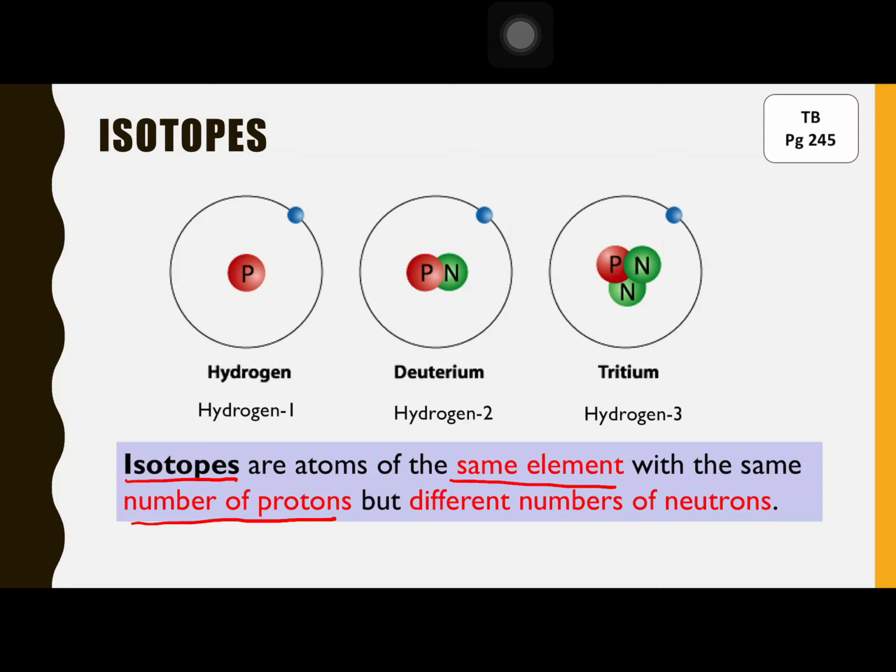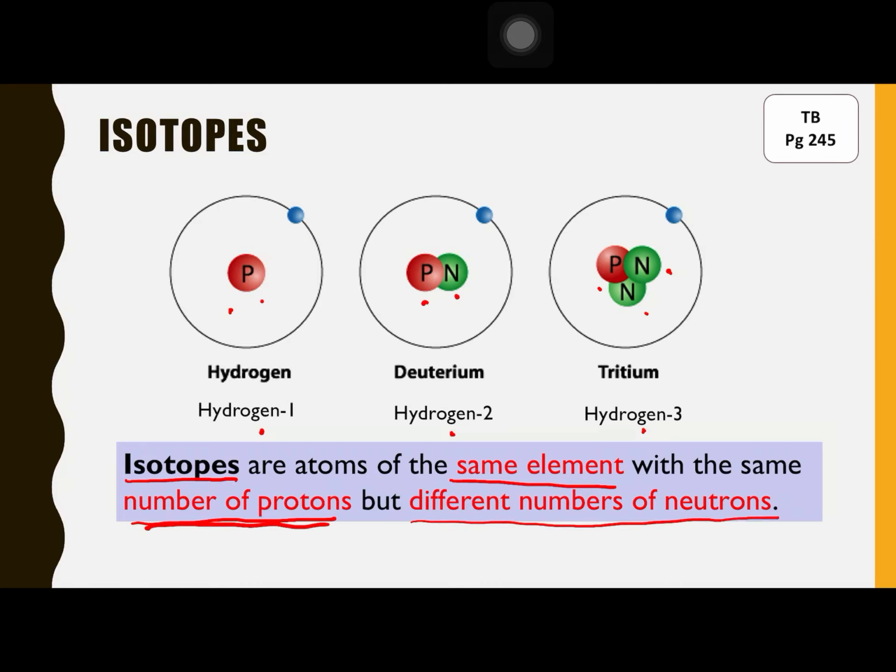So if you look at the diagram above, the example of hydrogen, we have 3 isotopes for hydrogen. Hydrogen 1, hydrogen 2, hydrogen 3. And some isotopes have got different names. So in this case here, hydrogen 1 is called hydrogen, hydrogen 2 is called deuterium, and hydrogen 3 is called tritium. Okay, so you notice that they have the same number of protons. 1 proton, 1 proton, 1 proton. Therefore, they are all hydrogen. But they have different numbers of neutrons. So hydrogen 1 has got no neutrons. Hydrogen 2 has got 1 neutron. Hydrogen 3 has got 2 neutrons.